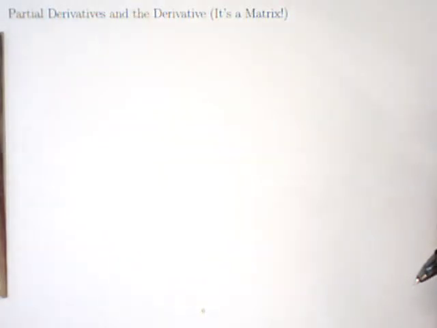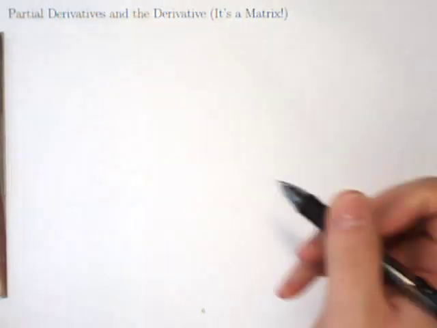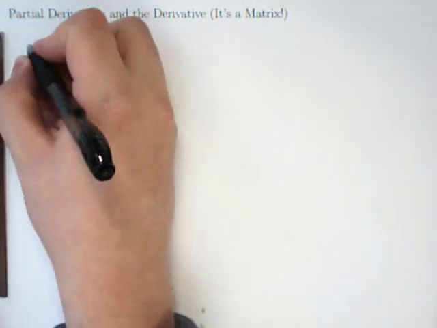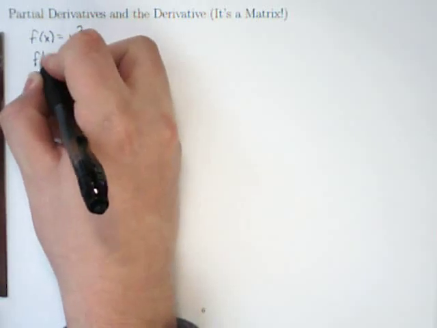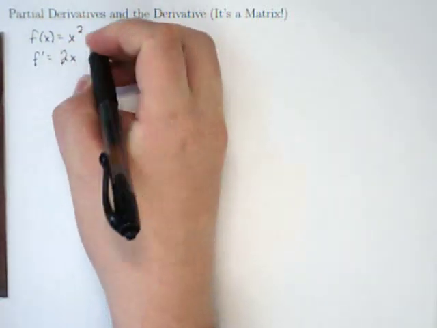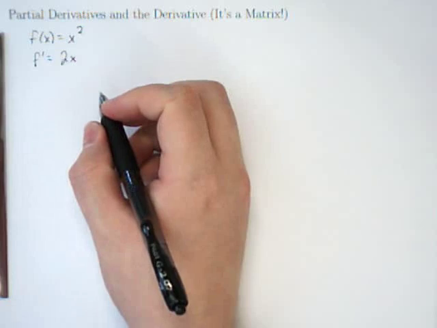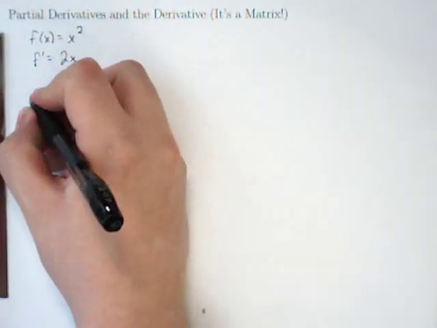In this screencast, we're going to talk about partial derivatives and the derivative. It turns out to be a matrix. So first, let's start with just an example. If you've got a function, f of x is x squared, when you take the derivative, well, you bring the 2 down, subtract 1 from the power, and that's it. That's our simple way of taking derivatives we learned in first semester calculus.